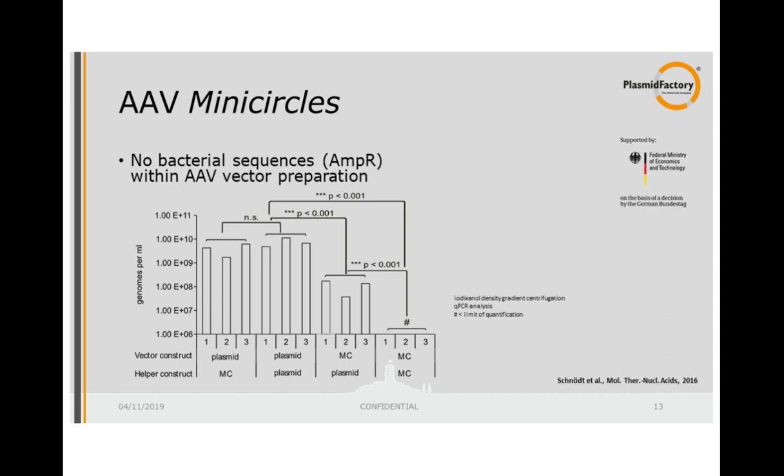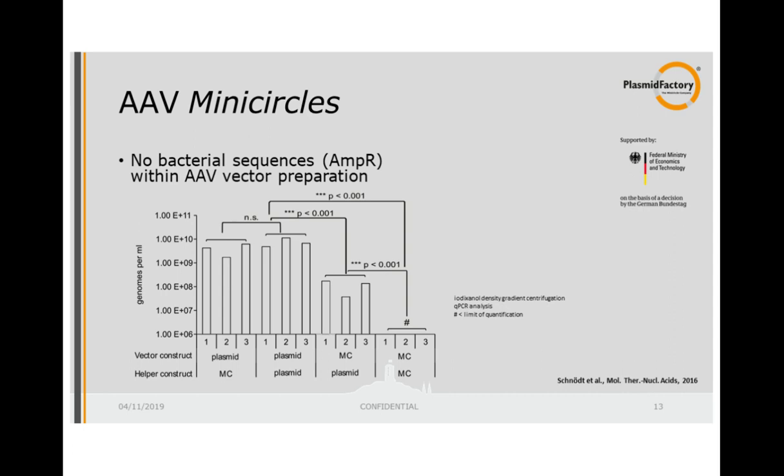And on the right side, where only minicircle and minicircle is used, the 2 that I have shown you in the slide before, only minicircle in the process, no plasmid at all, then there is also no ampicillin resistance marker at all, and this means the vector particles are completely free of such wrong sequences, which is a real advantage in manufacturing, because simply the batch cannot be contaminated by these E. coli sequences that shouldn't be in this product, especially not if it's a pharmaceutical product.